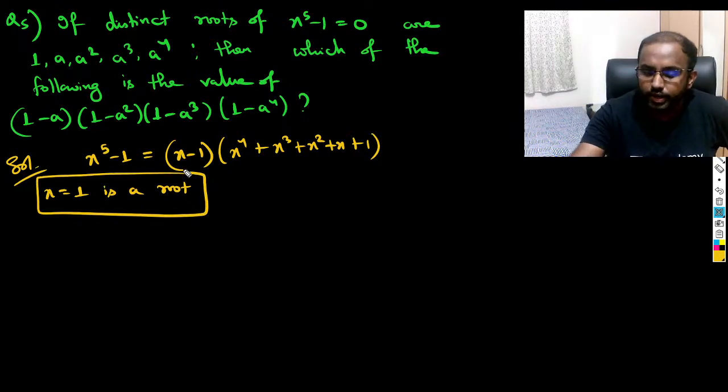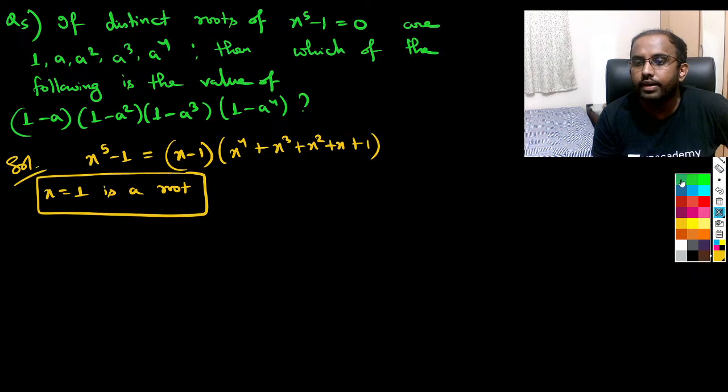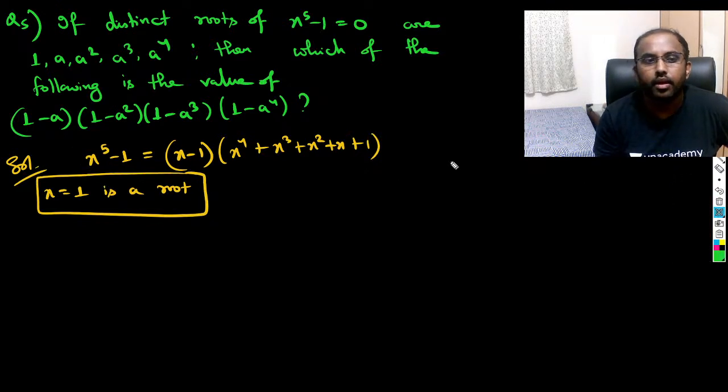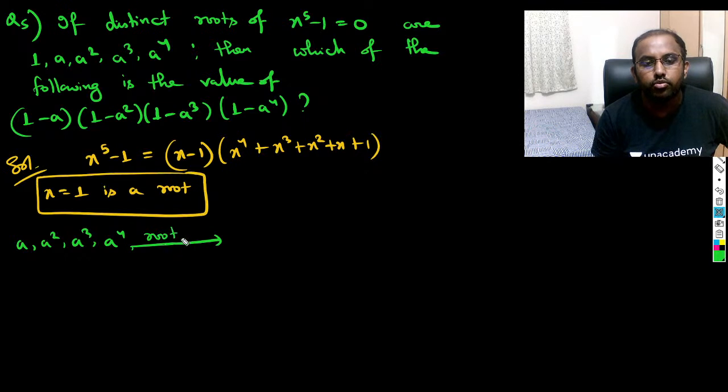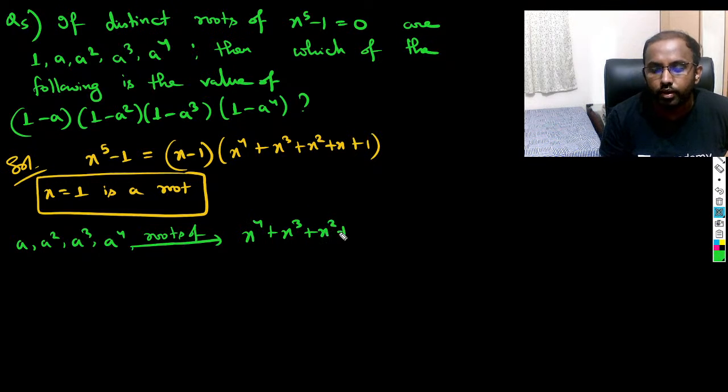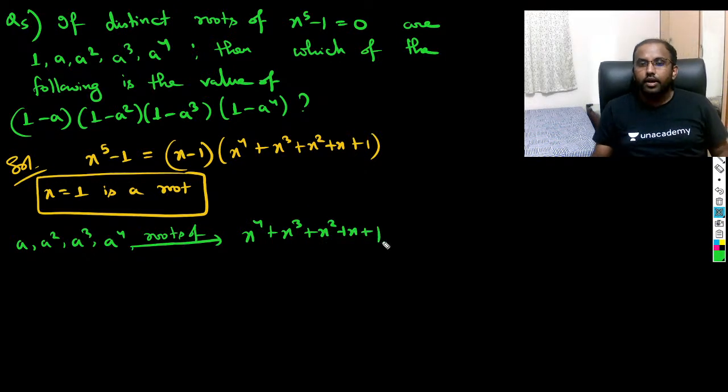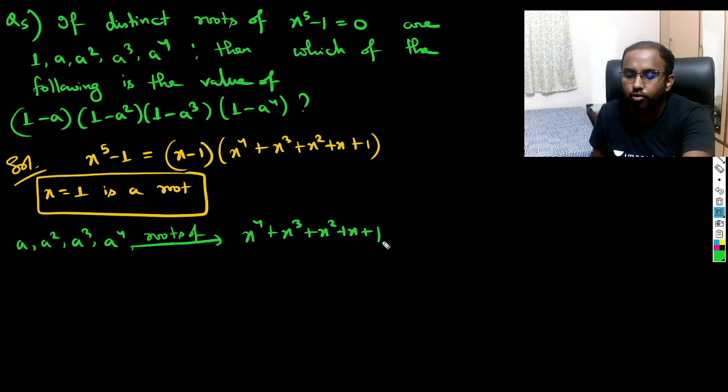So if x equal to 1 is the root of the equation, that means I can write that a, a square, a cube, a to the 4 are the roots of x to the 4 plus x cube plus x square plus x plus 1. So if a is the root here, these are the roots of the equation.